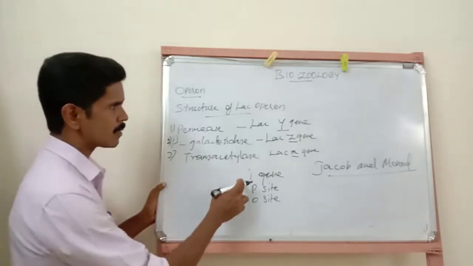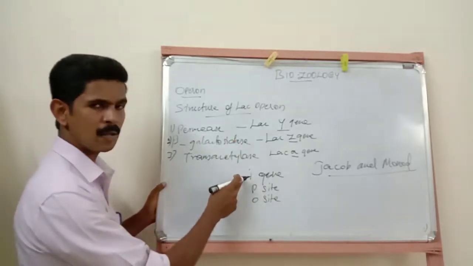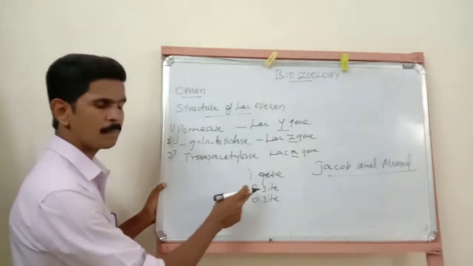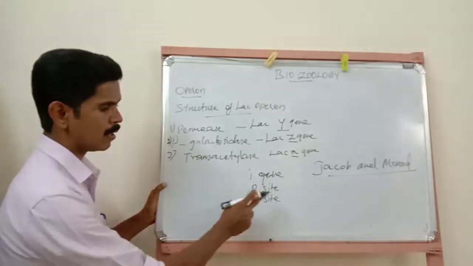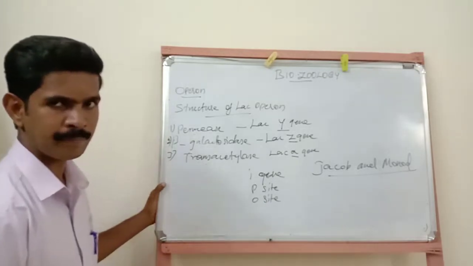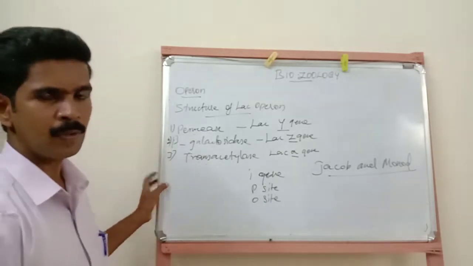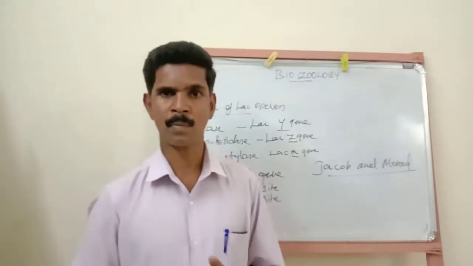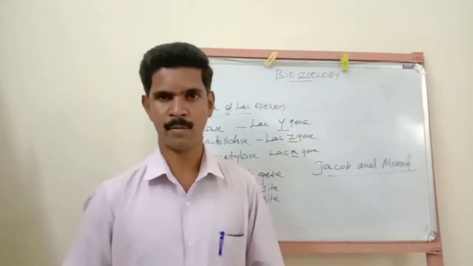And three regions are present in the lac operon. The first is called the regulator gene, the I gene. The second site is called the promoter site, and the third site is called the operator site. I hope you all understood this 5 mark question. It is one of the very, very important 5 mark questions.